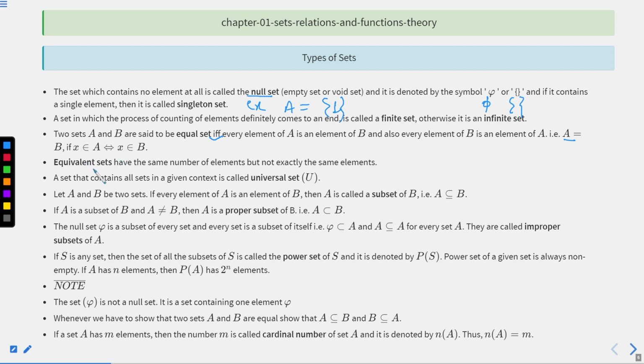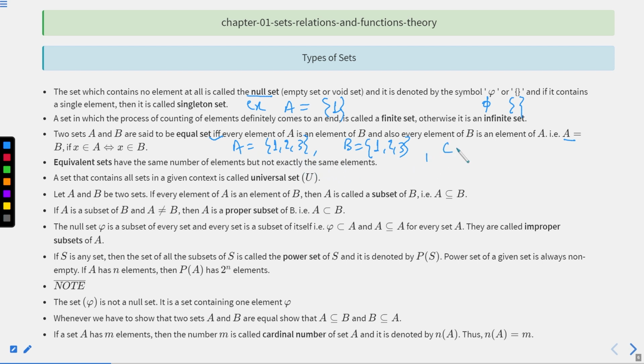Now, what are equivalent sets? There is a complete difference between equal sets and equivalent sets. Equivalent sets have the same number of elements, but not exactly the same elements. Equal sets have exactly the same elements, but equivalent sets have the same number of elements. Suppose we have a set A in which we have 1, 2, 3. Another set B, we have 1, 2, 3. So we can say that set A and set B are equal.